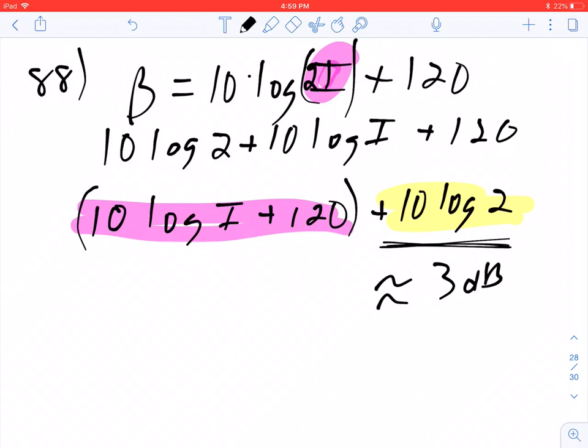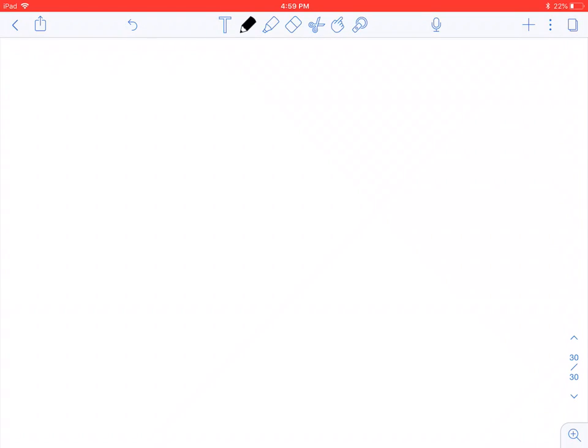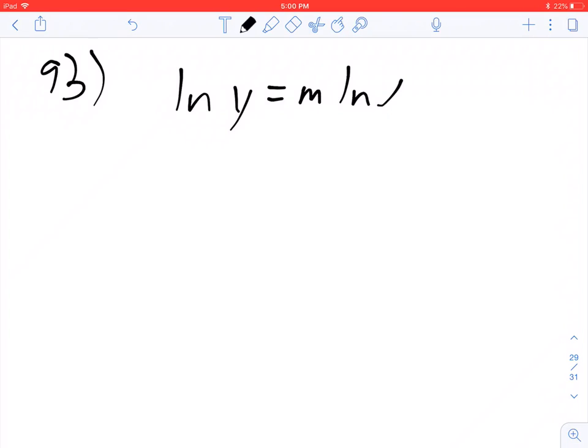Okay, now moving on to the last one. The last one is definitely tricky. It is number 93, and that problem is very similar to the planets problem that we talked about in the notes. The formula you need from that is natural log of y is equal to m natural log of x. And so that relates logarithmic data from one table to other.